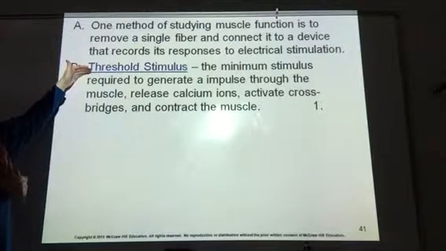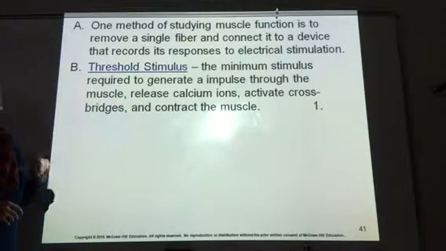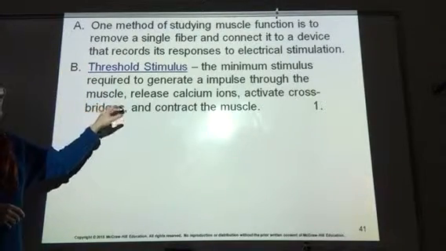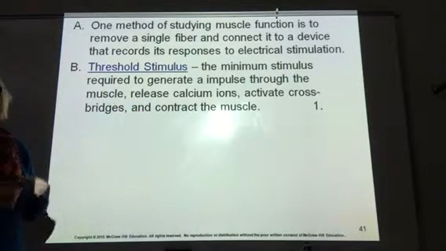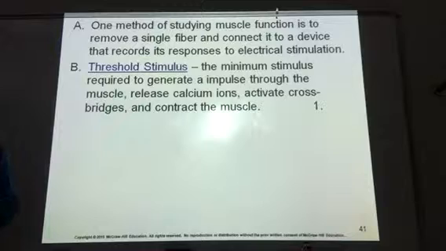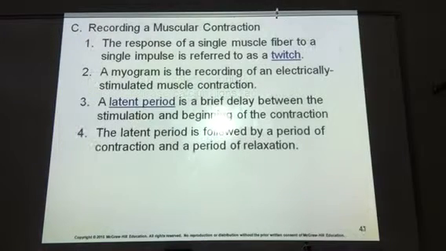It's the least amount needed to generate an impulse that goes through the muscle, causes the calcium ions to move, the cross bridges to work, and then the muscle to actually contract. So in order for your muscle to contract, there is a minimum amount of stimulus that is needed for that to happen. So what they have done is they have taken and they can record the electrical impulses.